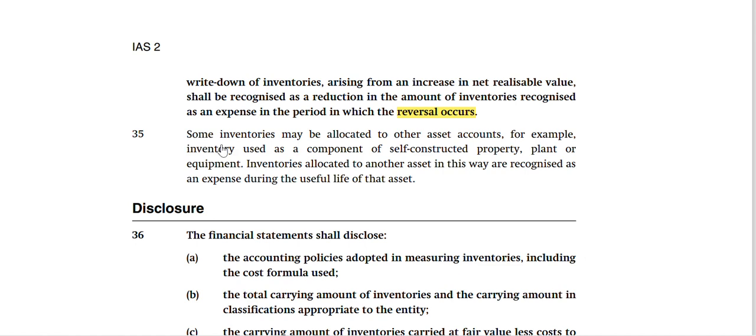Paragraph 35: some inventories may be allocated to other asset accounts, for example, inventory used as a component of self-constructed property, plant or equipment. Inventories allocated to other assets in this way are recognized as an expense during the useful life of the asset.